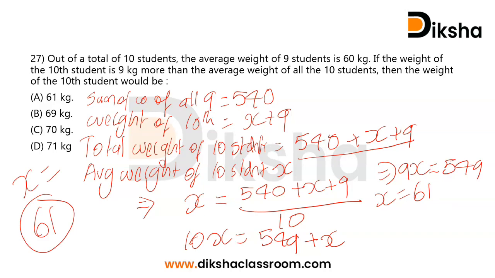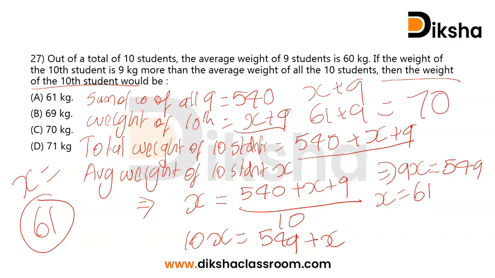The question is the weight of the 10th student. We know the weight of the 10th student is x plus 9. We have x as 61. So the weight of the 10th student will be 61 plus 9. You get the answer 70 kilograms as the correct answer.